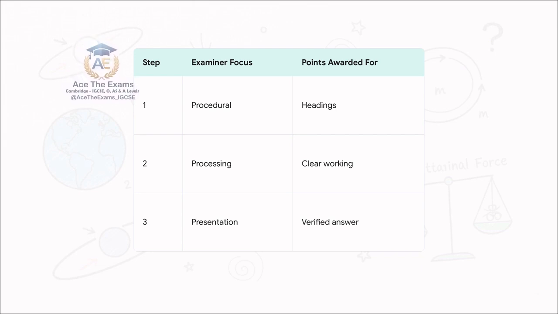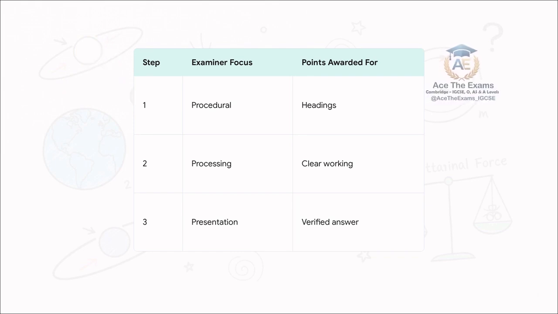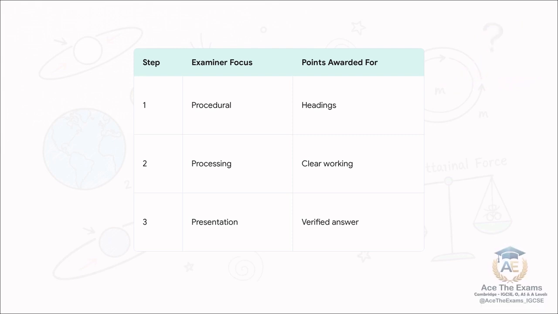Look closely at Step 1, Procedural Framework. The examiner focus here means you literally get points awarded just for using correct terminology and proper headings. If you're extracting data from a text or a complex table, write it out clearly so they can see what you're doing. Step 2 is Systematic Processing. This is where you get crucial marks for clear working and writing down the explicit formula.